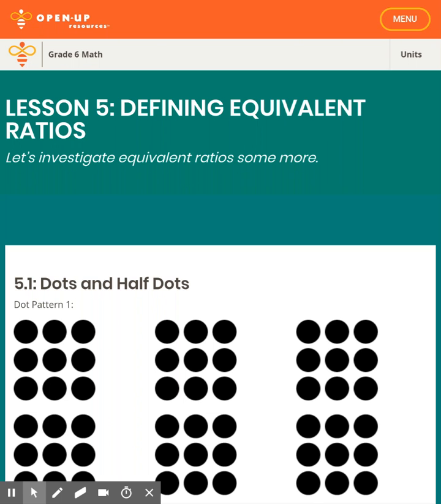Let's look at Lesson 5 from 6th grade math in Unit 2. We are formalizing students' understanding of equivalent ratios in this lesson and really pulling together the work that's been done before and coming up with a definition.